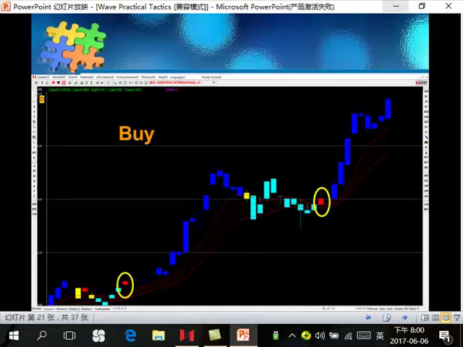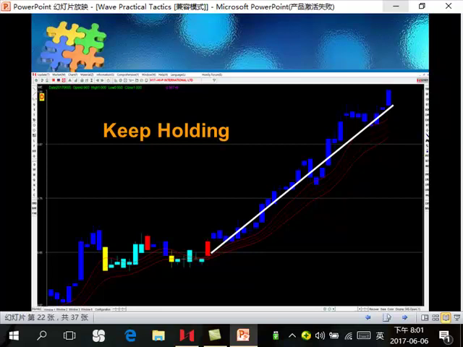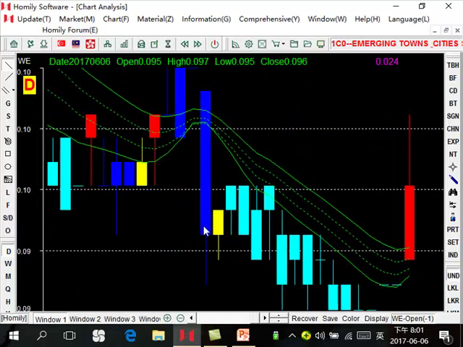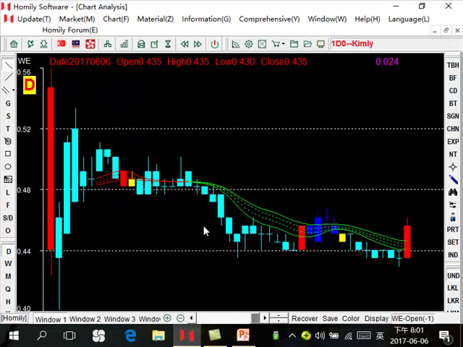So we can see here, if you see the red band and the blue candlestick, you can hold your stocks. No need to sell, you can hold your stocks. Then if you see the red band and the yellow candlestick, you should decrease your position. This is decrease your position, not sell out, just decrease your position, okay? So let's see some individual stocks. So here, can we buy or not? No, because green band, red candlestick, so cannot buy. So how about here? Buy or not? Cannot.